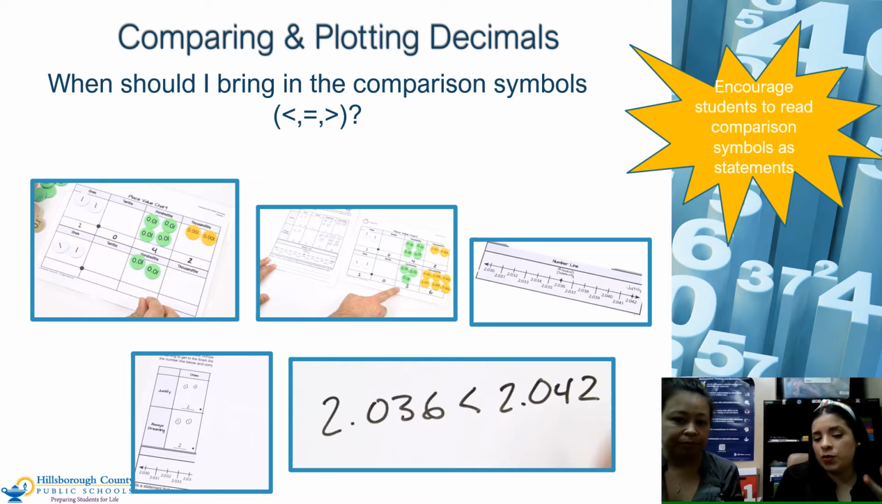So if I was having the students read that inequality, they would say 2 and 36 thousandths is less than 2 and 42 thousandths. Exactly. That's a perfect example.